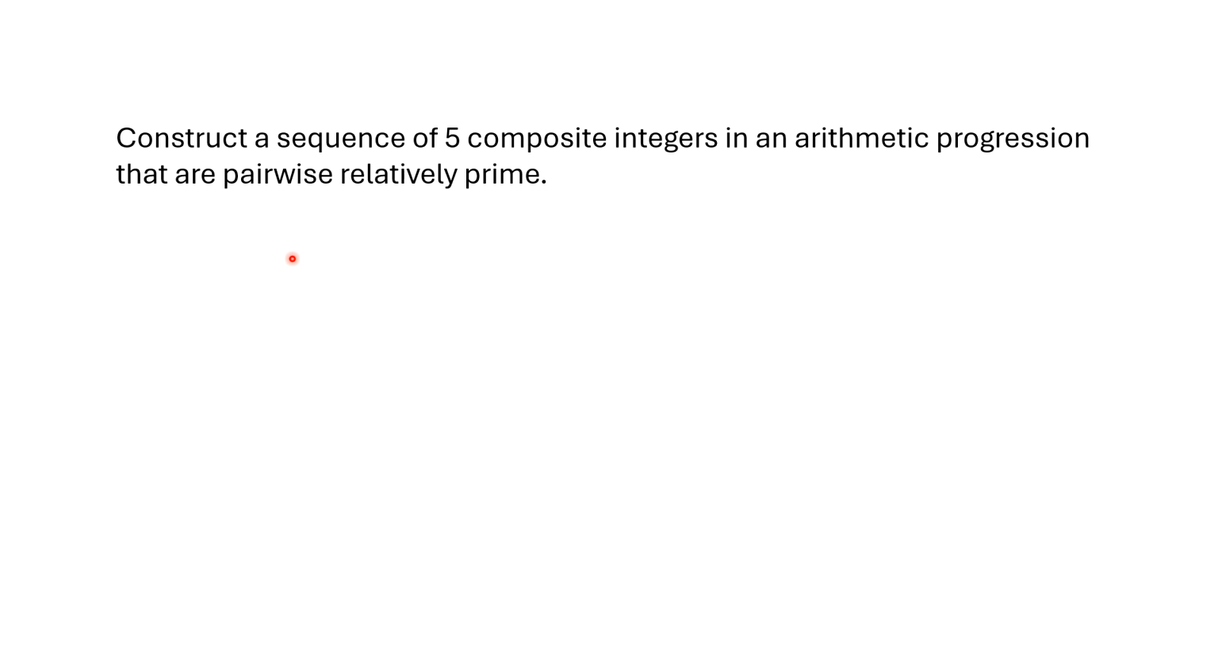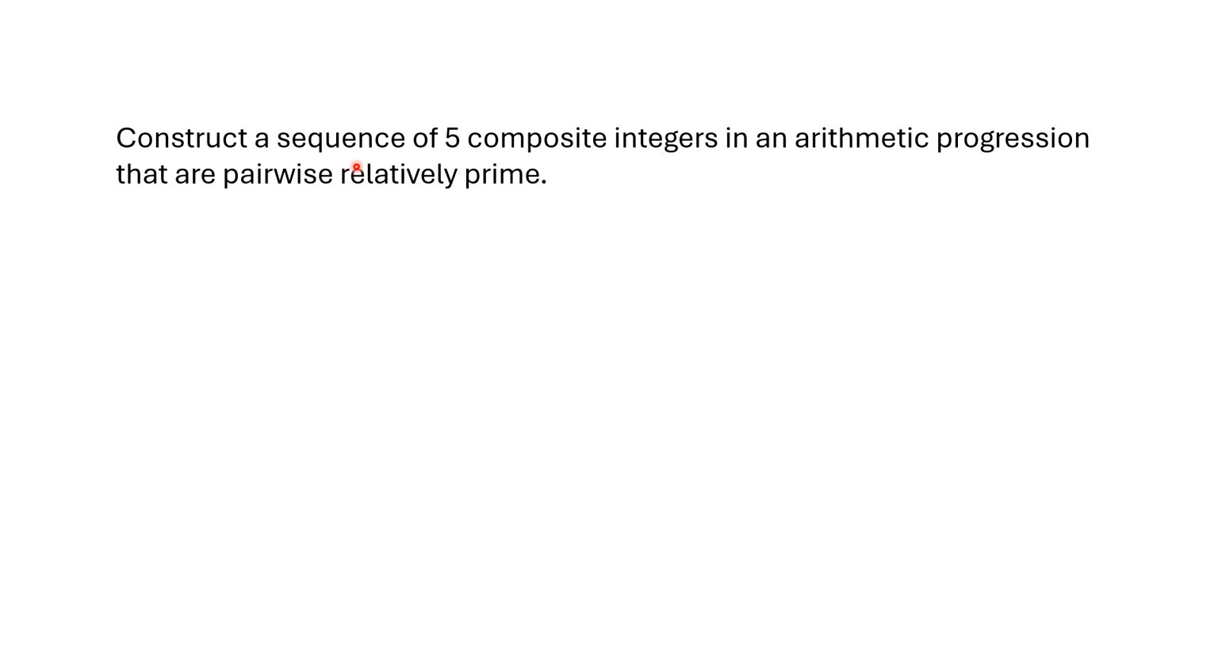Let's look at another problem. Construct a sequence of 5 composite integers in an arithmetic progression that are pairwise relatively prime. So composite means not prime. It means the number is divisible by a number other than itself and 1. So for example, 10 is composite. It's divisible by 2 and 5, in addition to 1 and 10.